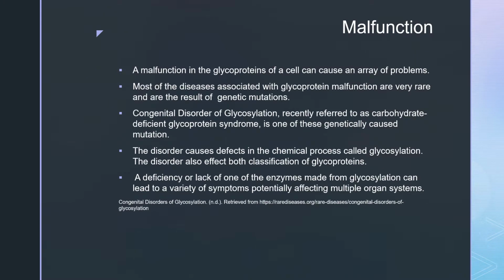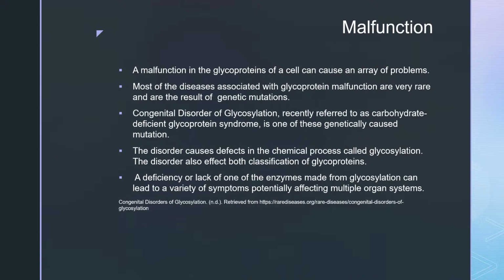Malfunctions. A malfunction in the glycoproteins of a cell can cause an array of problems. Most of the diseases associated with glycoprotein malfunctions are very rare and are the result of genetic mutations. Congenital disorder of glycosylation, recently referred to as carbohydrate deficient glycoprotein syndrome, is one of these genetically caused mutations.